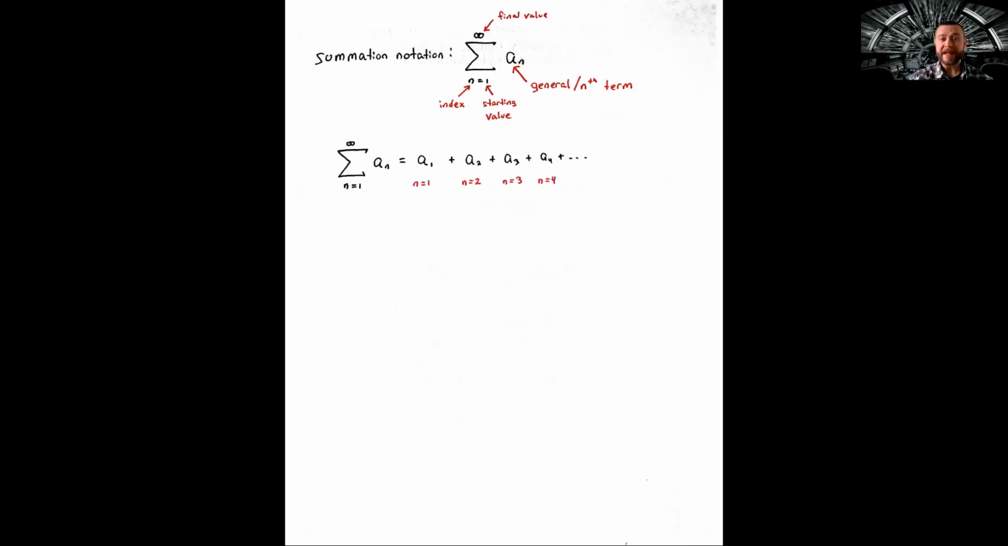All right, so how we implement this is we think of the index value as changing by 1 unit at a time. So here, if we start with the index value as 1, plug n in as 1 to that general formula for a sub n. Right now, we just get a sub 1. Now we move on to the next term where we plug in n as 2. We get a sub 2, and so on and so on.